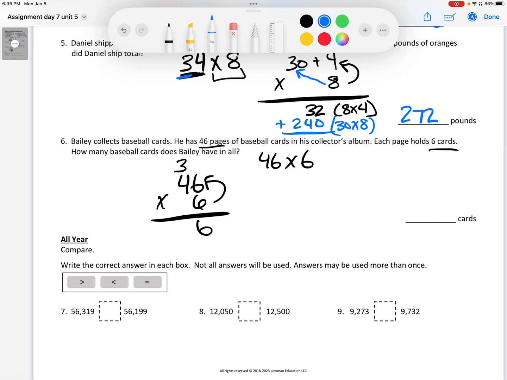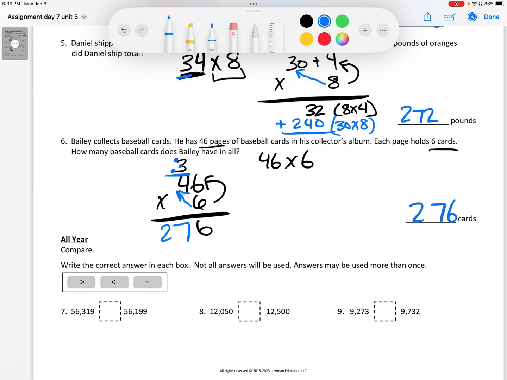From there, I'm going to multiply 6 times 4. 6 times 4 is 24. And then we need to add our 3 that we had regrouped up here. 6 times 4 is 24, 25, 26, 27. So the answer is 276 cards. If he has 46 pages of baseball cards and each page has 6 cards, then he's going to have 276 cards total.